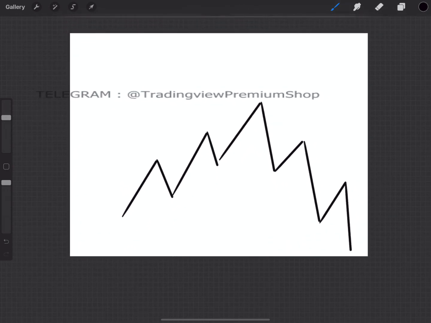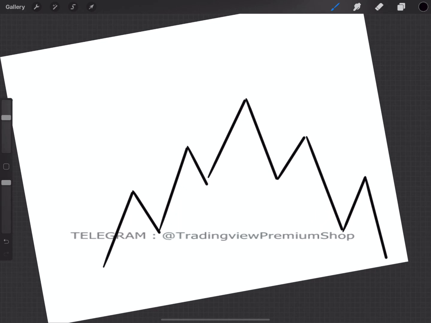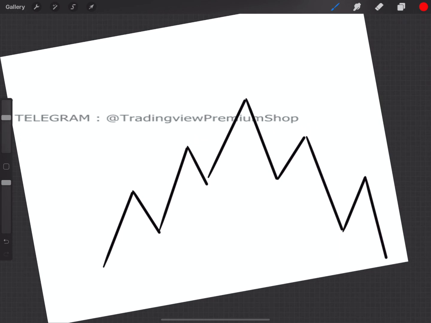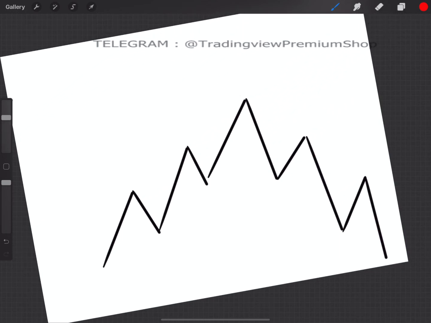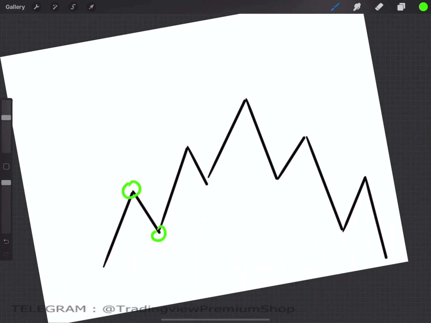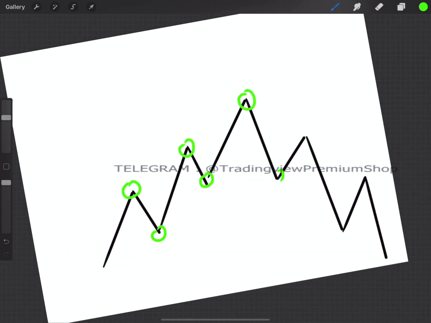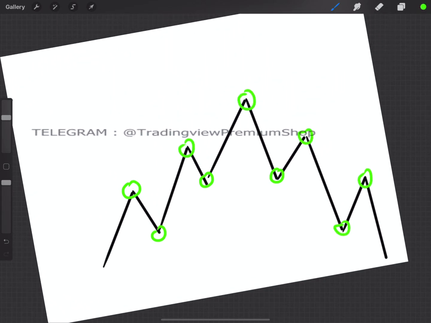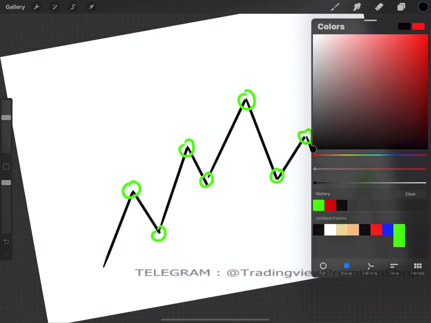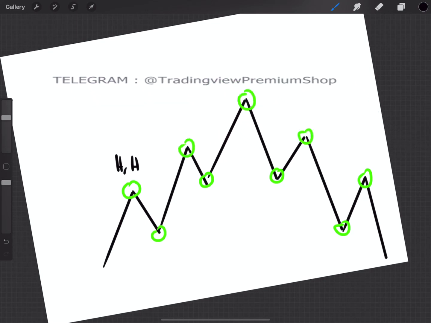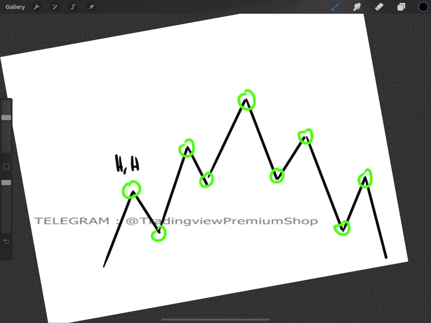I just need to clean this chart, but you guys can see that we have these points. Over here, what you'll call a higher high. And then over here will be your higher low. Why? Because price rejected off the higher high, came down, and it's making a higher low.